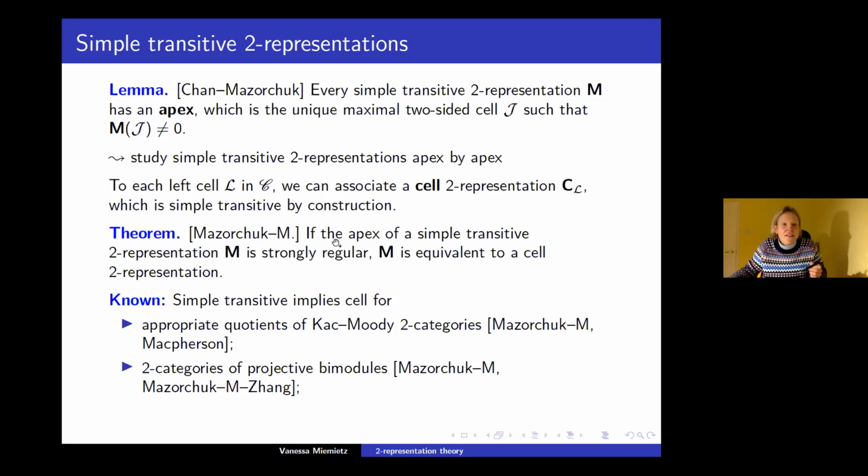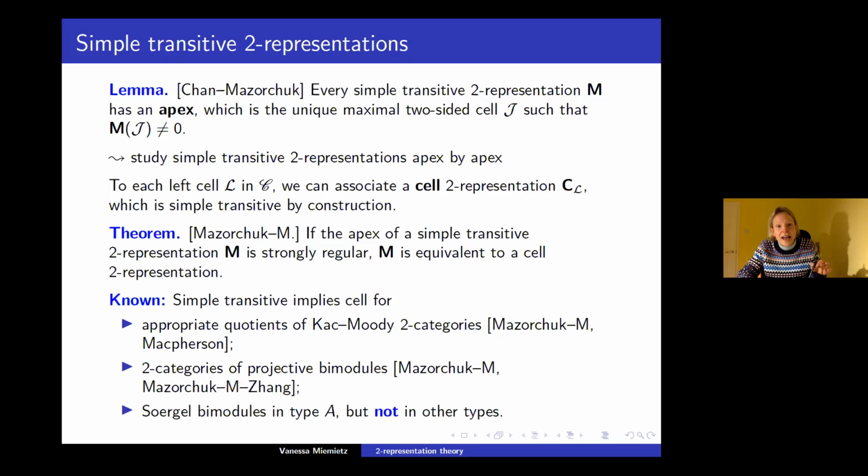Though this, I assumed at some point when I introduced 2-categories, and I think I forgot to say it, on a slide, that C is fiat. This was not necessarily relevant for all of this, but this theorem really needs fiat. Well, it needs weakly fiat, not fiat. So 2-categories of projective bimodules are weakly fiat only if the algebra is self-injective, but even if the algebra is not self-injective, we can show that simple transitive implies cell by other means.